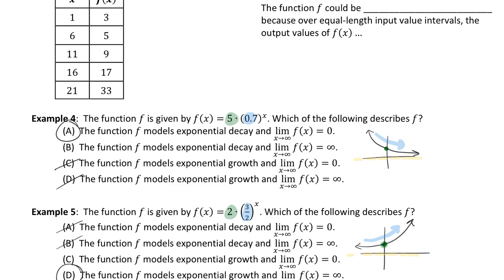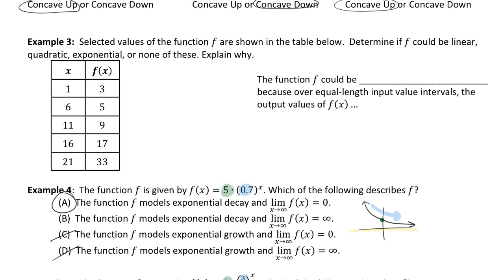If I look at number 3, it asks me to take the selected values of the function f that are shown in the table and determine if f could be linear, quadratic, exponential, or none of these, and give an explanation of why. First things first, we check the input values. How are my input values changing? Plus 5. Plus 5. So we would say they are equal length input value intervals.